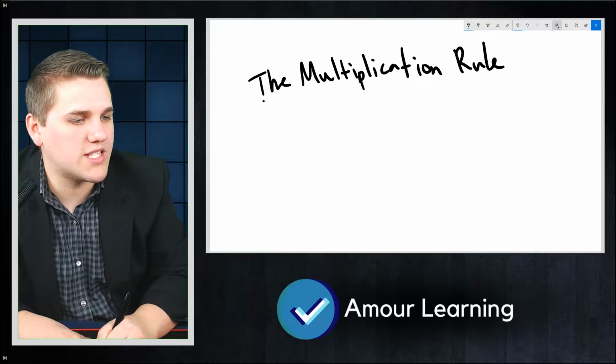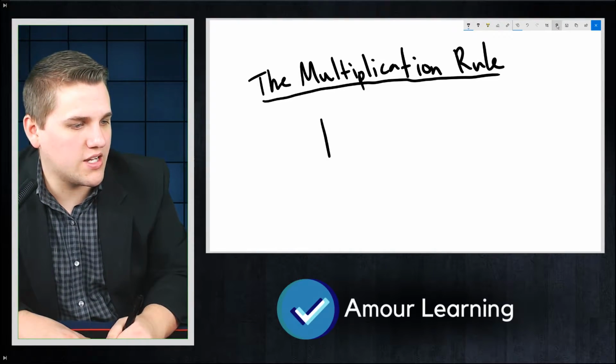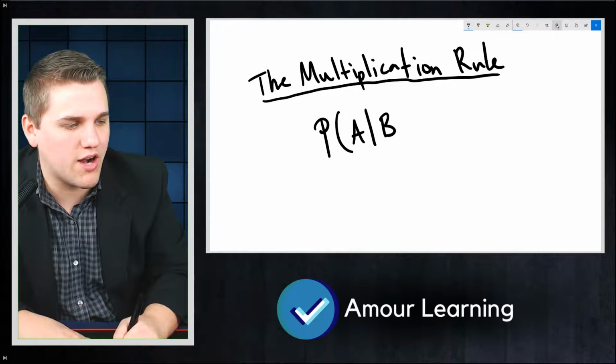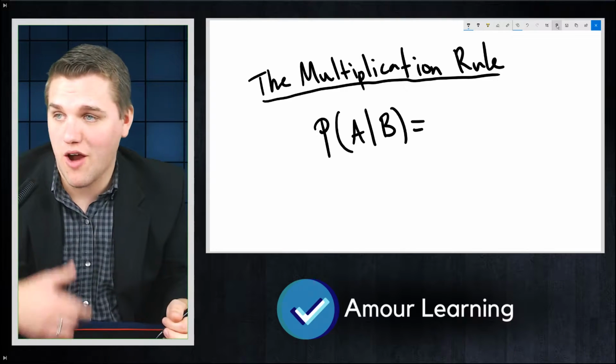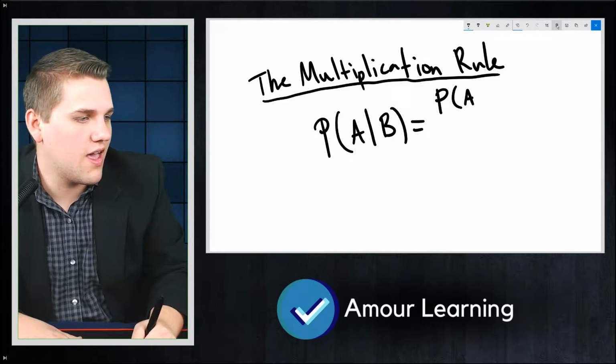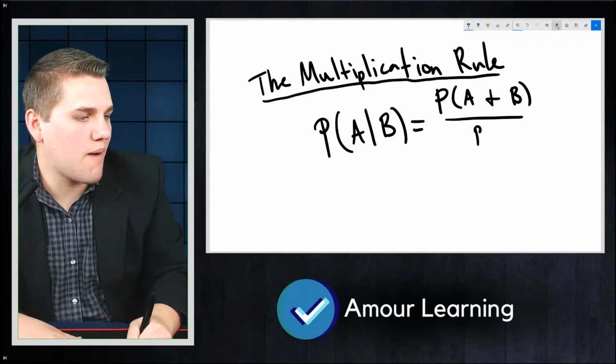And basically what it says is that if you want to compute a conditional probability, so say you want to find the probability of A given that B has already happened, this is the formula for how to compute this. It's the probability of A and B divided by the probability of B.